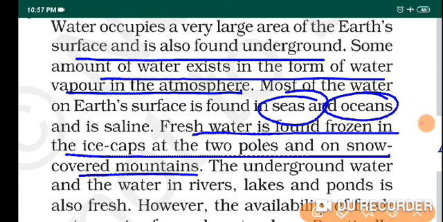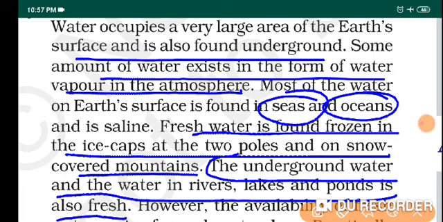Which means what is available to you? What amount of water is available to you? The available water which you use for drinking is the underground water and the water in the rivers, lakes and ponds. So this portion constitutes very little compared to the entire distribution of water on the planet. Is that point clear? You have water in the open reservoir, you have it in the underground, you have water in the form of vapor in the atmosphere.